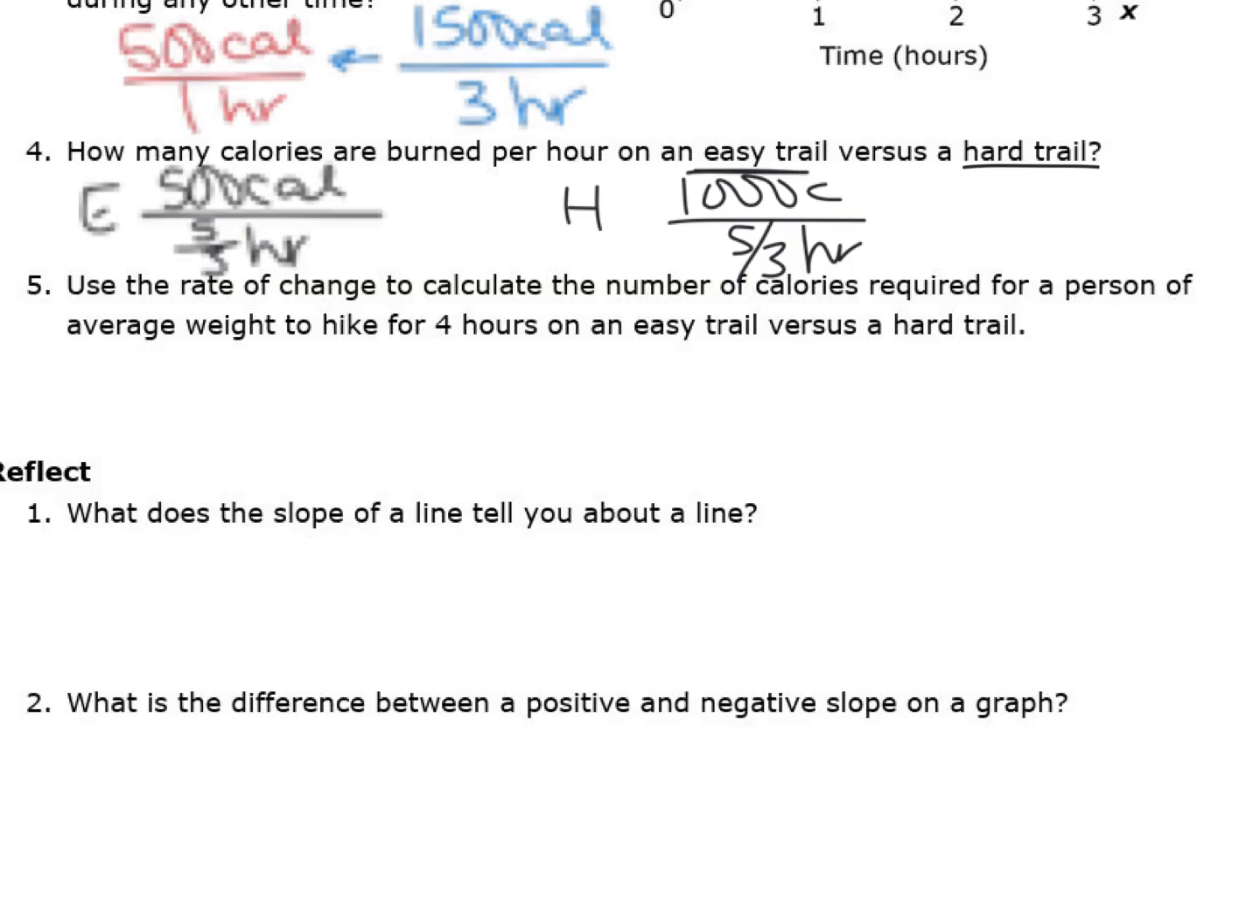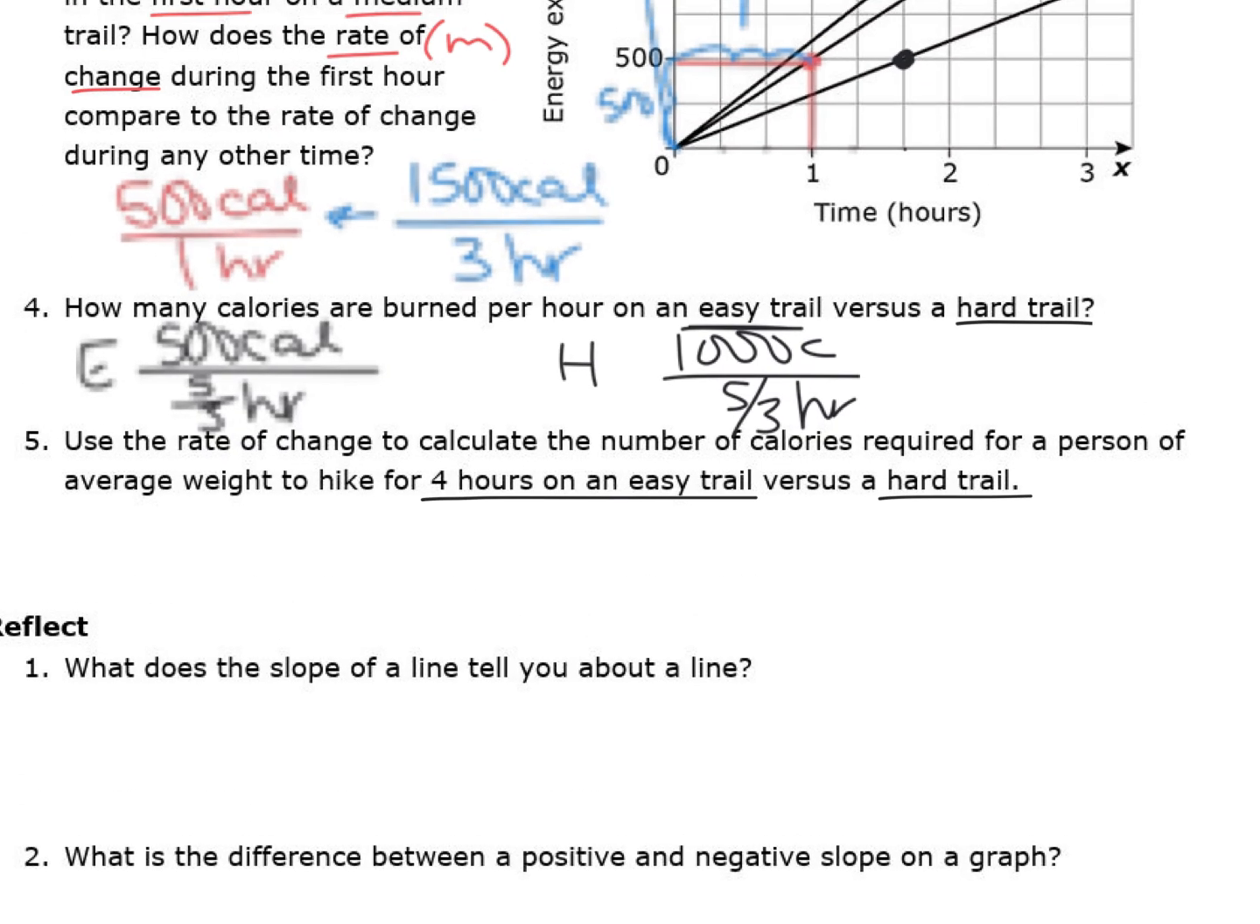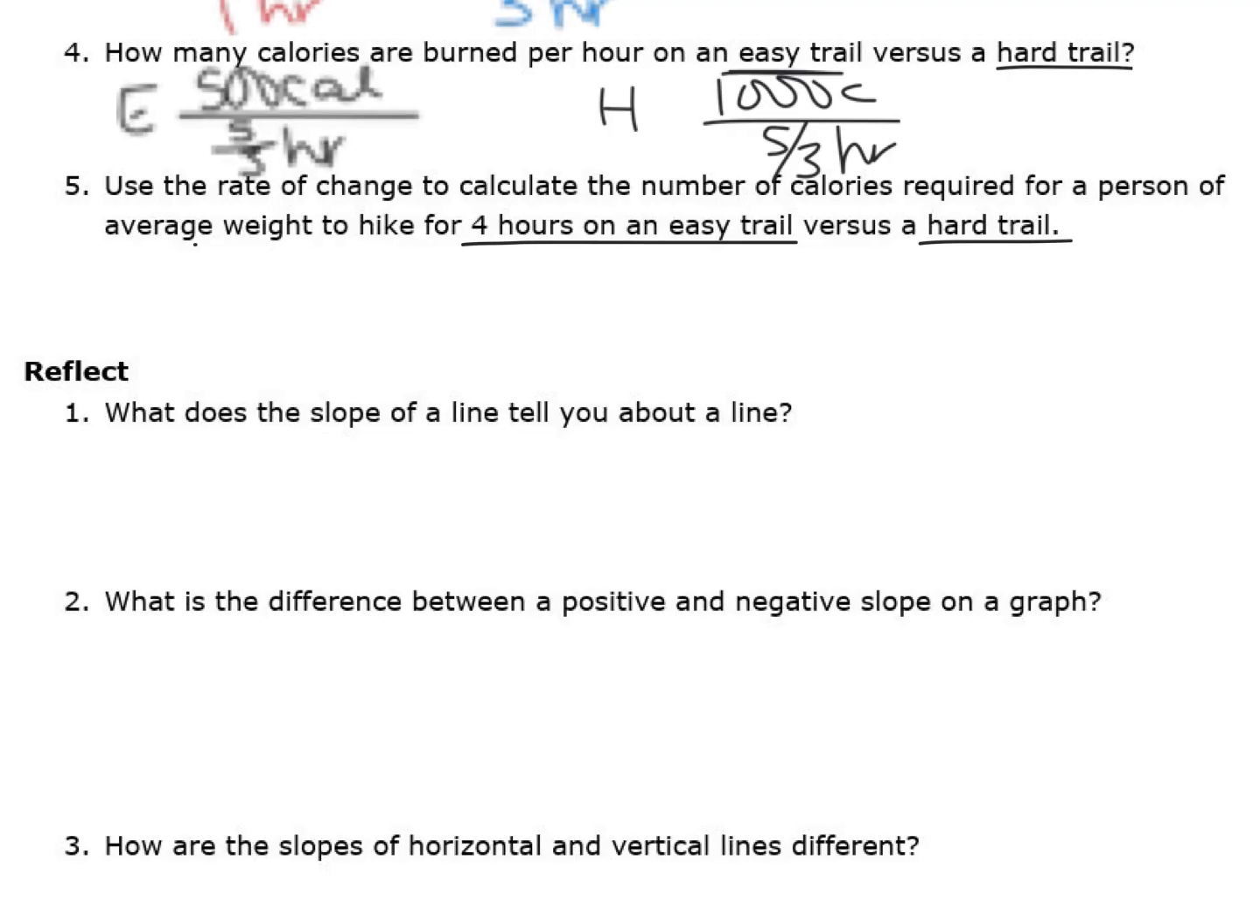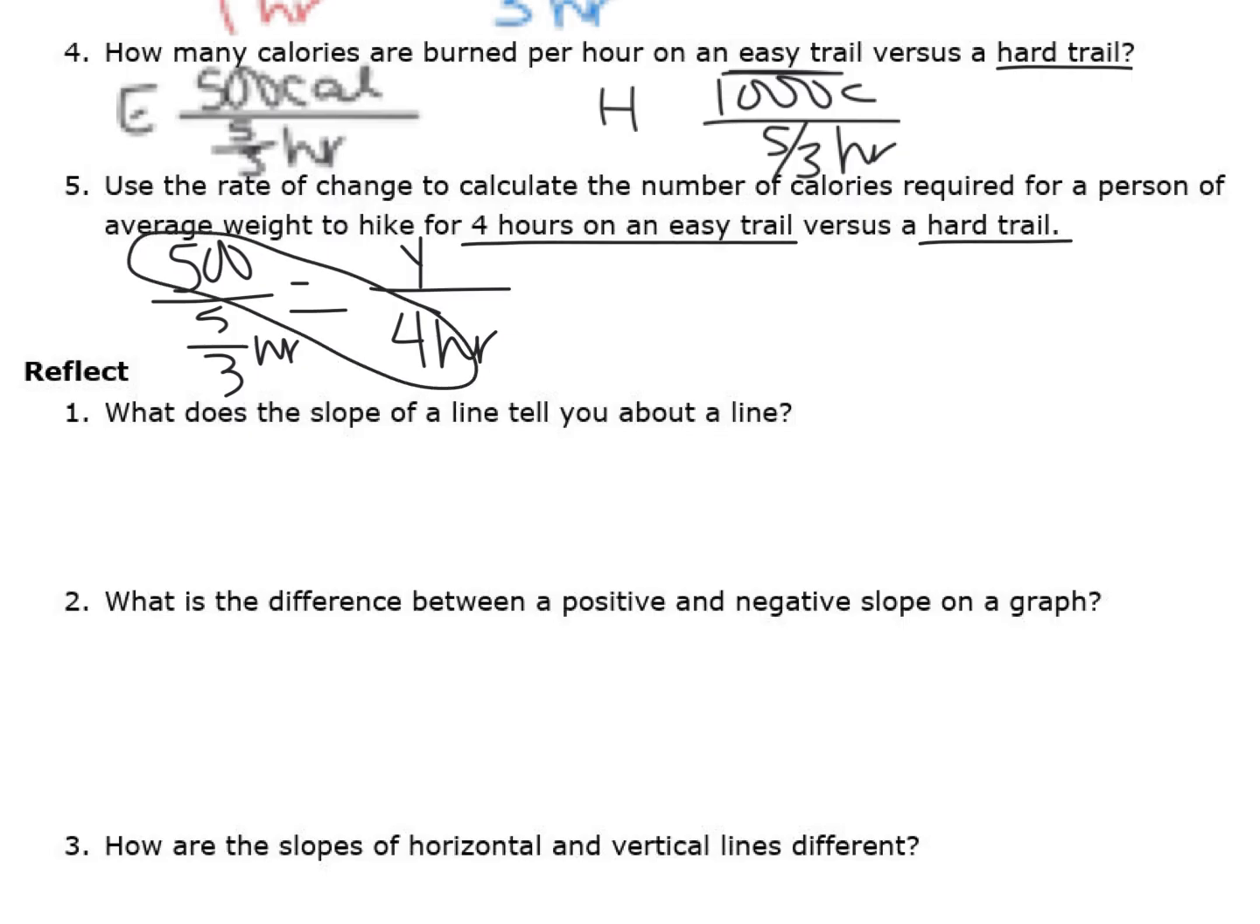Use that rate of change to calculate the number of calories required for a person of average weight in 4 hours on an easy trail versus a hard trail. Do you remember when we did direct variation and we made a proportion? Because we cannot see 4 hours on our graph, we can say 500 over 5/3. This is our hours, and we want to find 4 hours. Could we cross multiply and divide like we did before? We can make that proportion and cross multiply, divide.